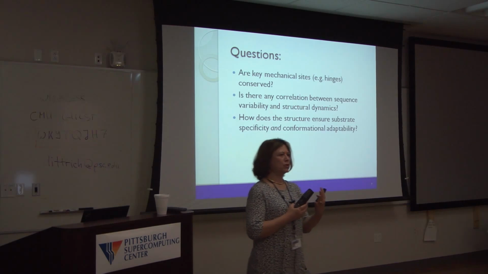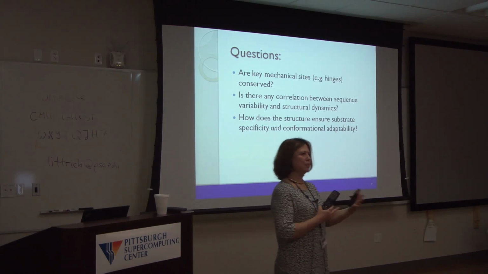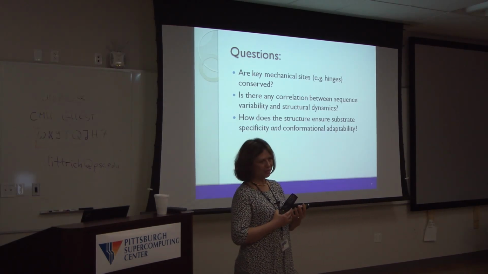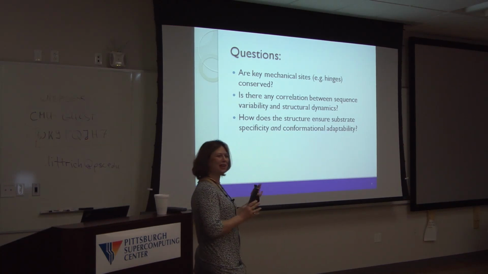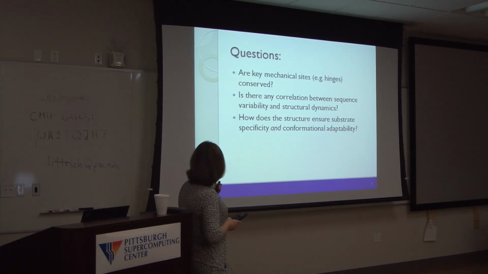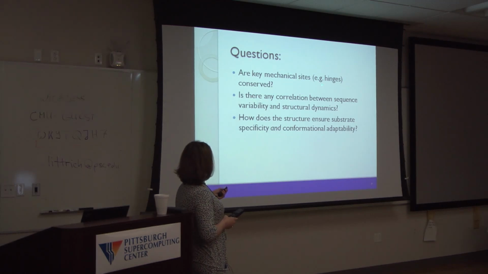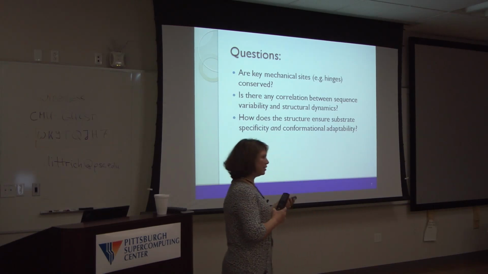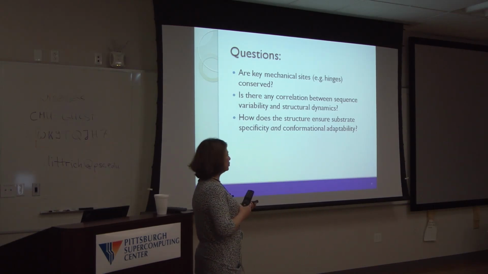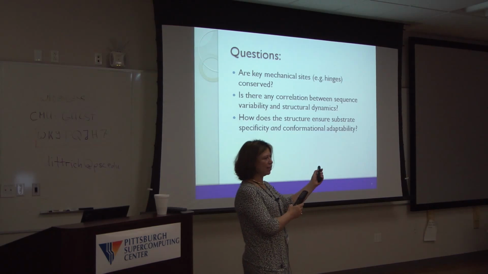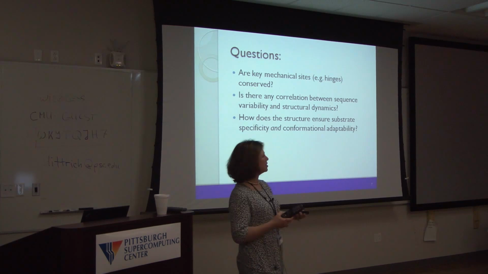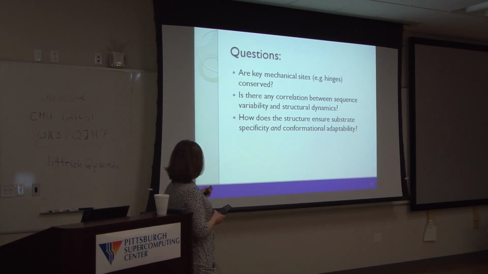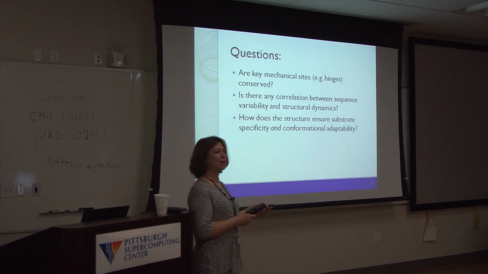Now, of course, the way we always make progress is by asking the right questions. Not necessarily the right answers, but the right questions are very important. So now we are starting to ask: are those key mechanical sites, which we call the hinges, conserved throughout evolution? We usually think of the catalytic site, the chemically active site, as being conserved. But do we also worry about the mechanics, the hinges? Or is there a correlation? Can we observe a correlation between sequence variability and structural dynamics?